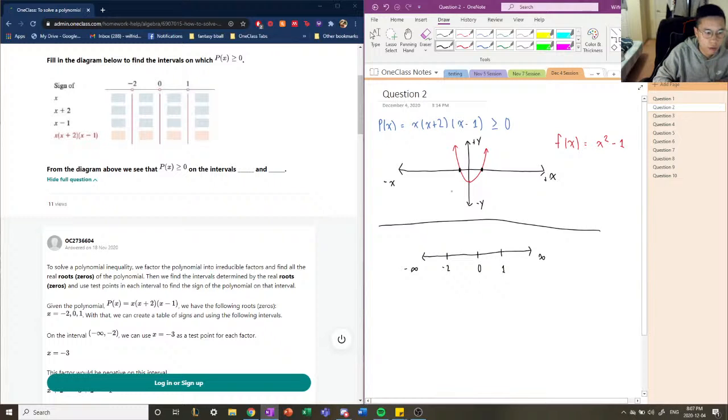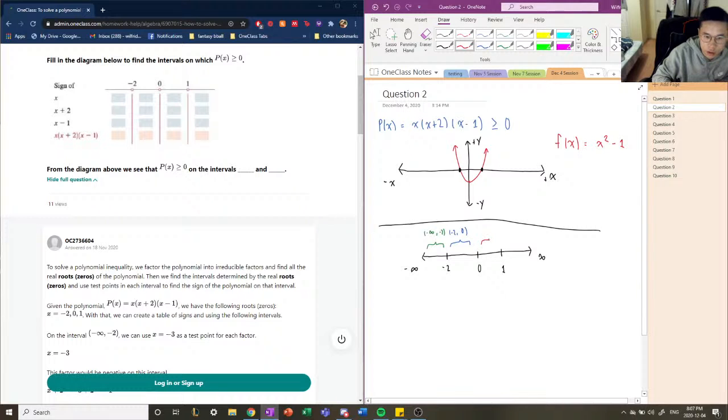Okay, so now we're going to use test points within these intervals that are defined by our zeros to figure out whether our polynomial in this interval here is positive or negative, and whether it is positive or negative in this interval and this interval. So we have 4 intervals we need to check. So we have this interval, which is negative infinity to negative 2. We have this interval, which is negative 2 to 0.